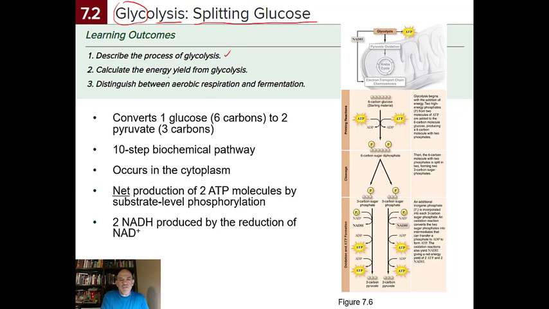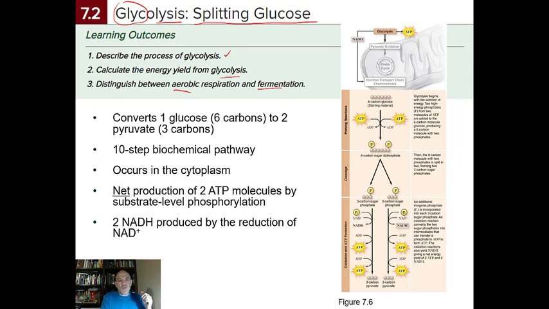You should be able to understand what the yields are for glycolysis in terms of number of ATPs or electron carriers that are going to carry high energy electrons to electron transport to make even more ATP later on in the process. And then distinguish between aerobic respiration, which is the use of oxygen, and fermentation. And so what does glycolysis do?